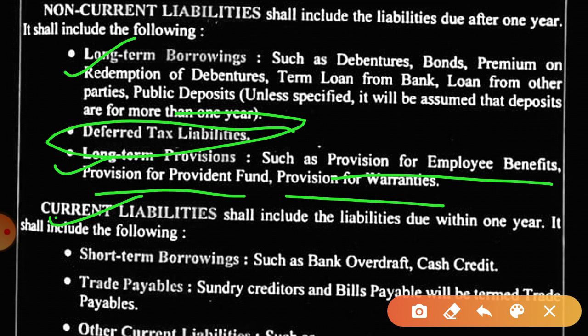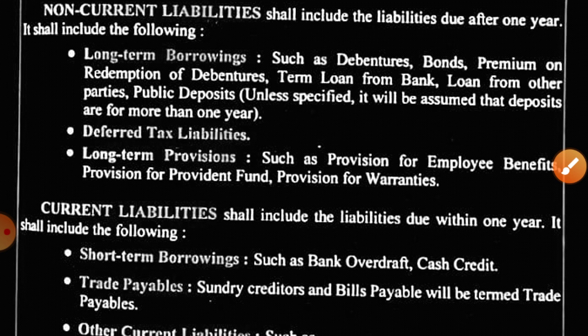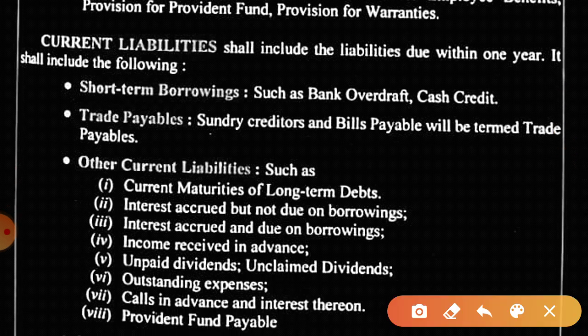Then current liabilities, how many subheads are there in current liabilities? Yes, correct, four, and all four are to be studied nicely. So what is the first one? First one is short term borrowings. What items are covered under short term borrowings? Bank overdraft, cash credit. Is this clear? Then for trade payables, as I told you, sundry creditors plus bills payable will be termed as trade payables.